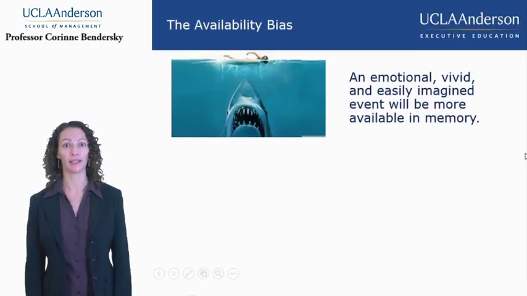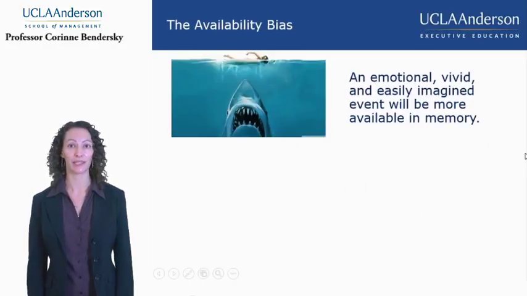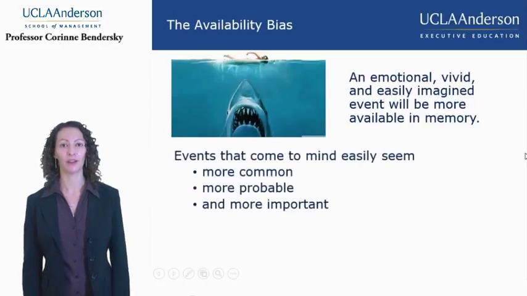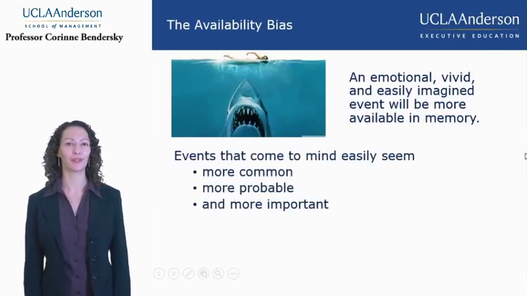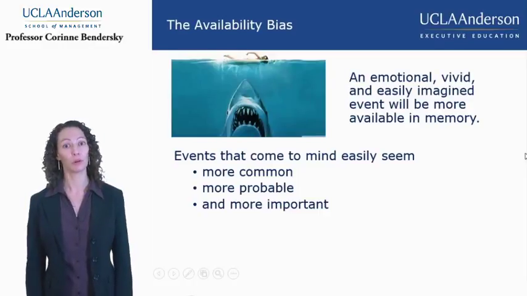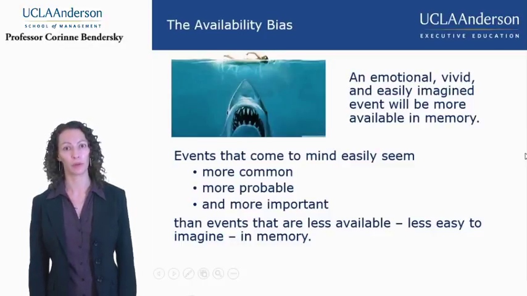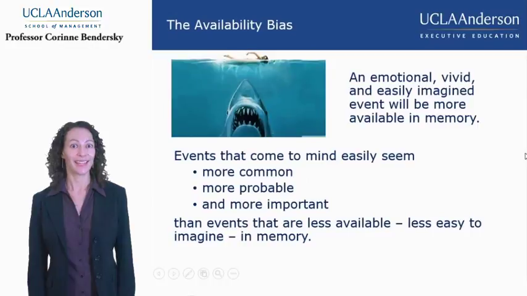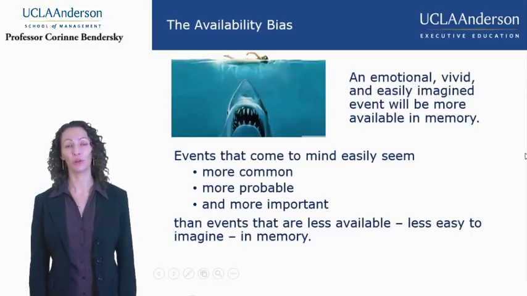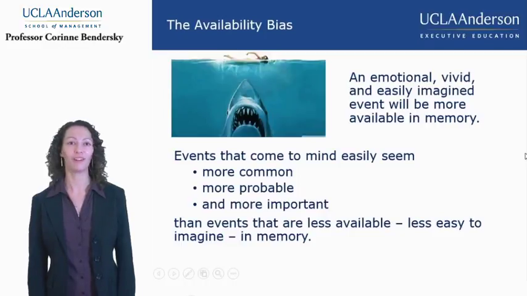The availability bias says that an emotional, vivid, and easily imagined event will be more available in memory. That means it's going to be easier for us to imagine. We're going to think that those events are more common, more probable, more important than other events that are less available. They're less vivid, maybe more boring and bland. In reality, cows kill more people than sharks. Yet because it's hard to imagine an aggressive cow, we tend to focus and overestimate the risks of being killed by a shark relative to a cow.